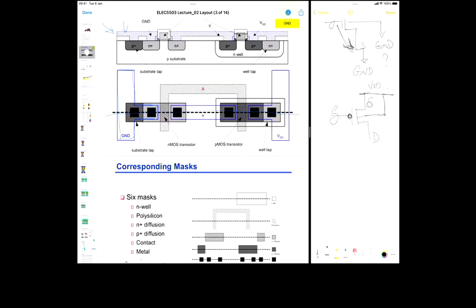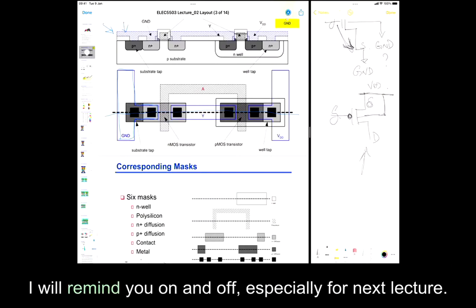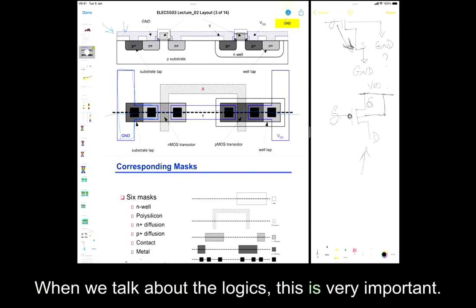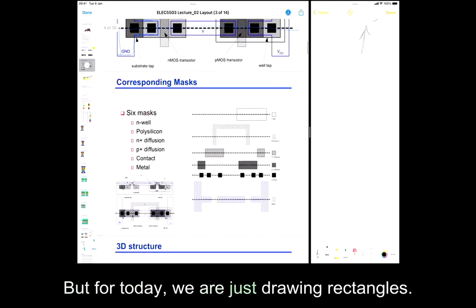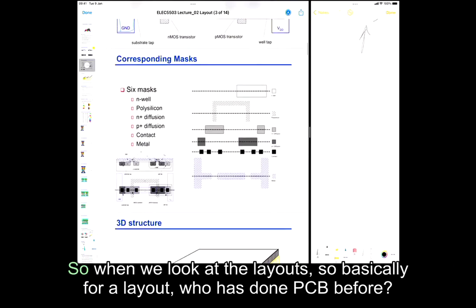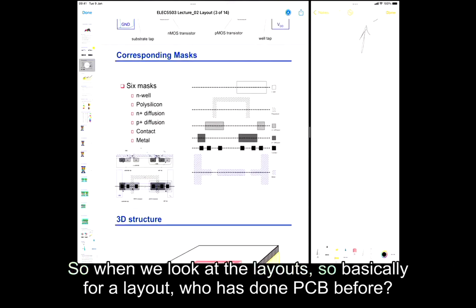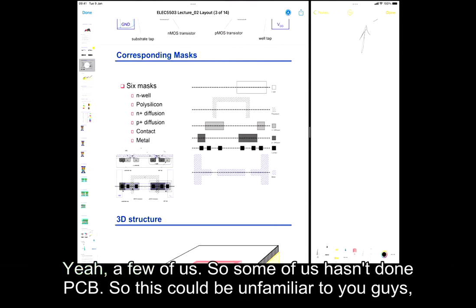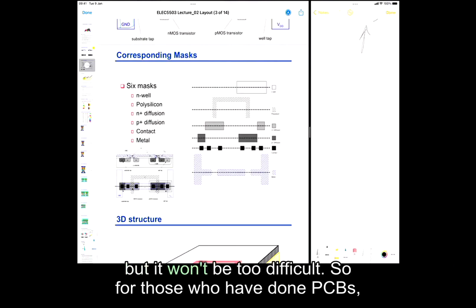Okay. All right. So let's go back to our layout. So these are our basic stuff. I will remind you on and off, especially for next lecture when we talk about the logics. This is very important. But for today, we are just drawing rectangles. So when we look at the layouts, for a layout, who has done PCB before? Yeah, a few of us. So some of us haven't done PCB. So this could be unfamiliar to you guys, but it won't be too difficult.